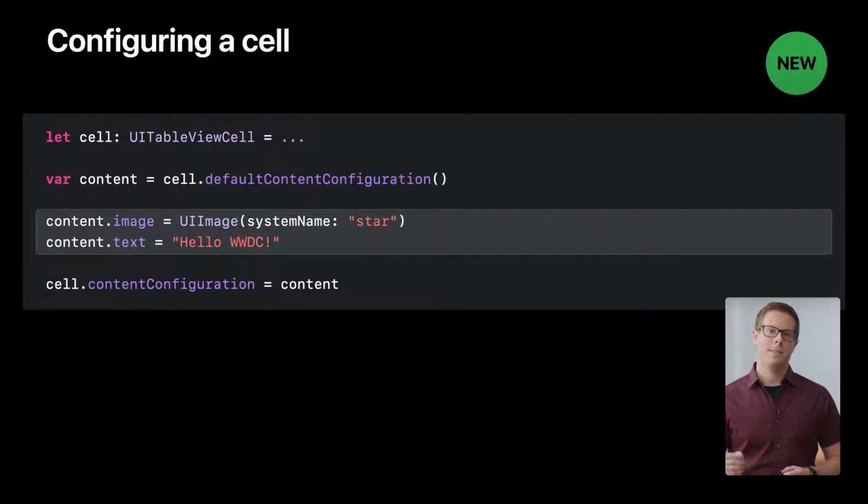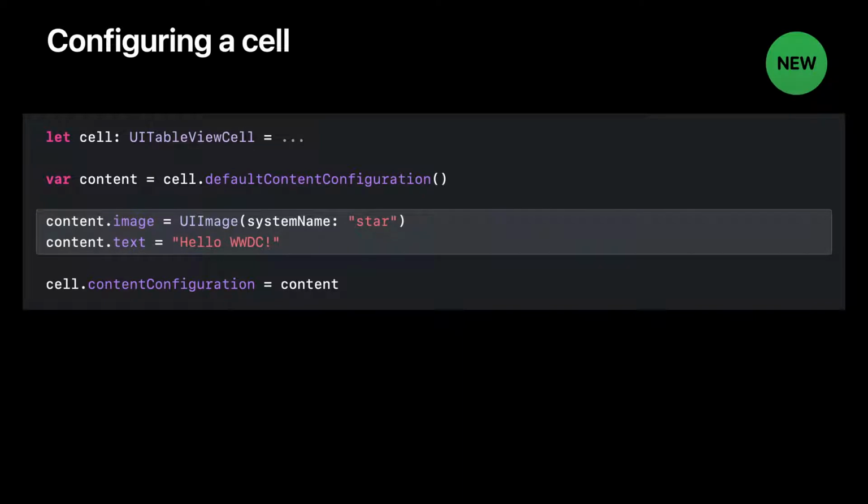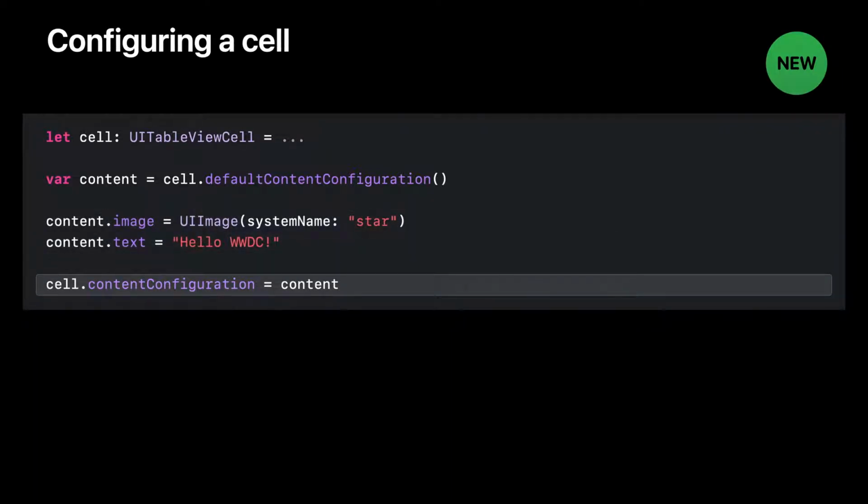For now, we'll just set the image and text on the content configuration. This part should feel very familiar. Now that we've set up our content, there's one final step. We apply the configuration to the cell by setting it to the content configuration property. As soon as we do this, the cell is updated to display the image and text that we specified. Now, before this line of code, setting the image and text only changed our local copy of the configuration stored in this content variable. Because we're using a content configuration, we never directly touch a UIImageView or UILabel. All of the properties are set on the configuration itself.